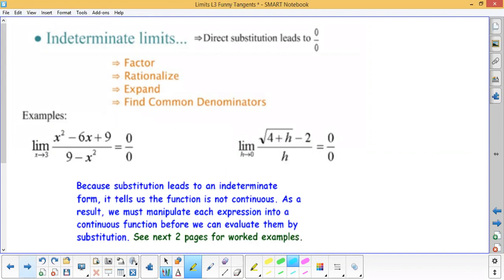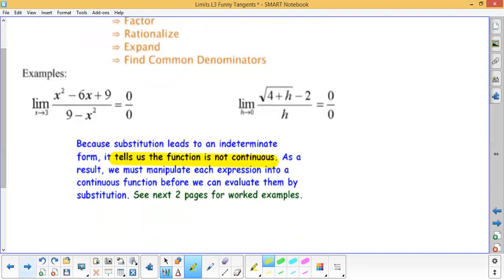When you try to factor these particular equations, direct substitution is going to lead to a 0 over 0 situation. So if we ask on the test, what does indeterminate form tell us? Well, it tells us the function is not continuous. As a result, we must manipulate each expression into a continuous function before we can evaluate them by substitution. And we're going to do some examples over the next couple of pages.